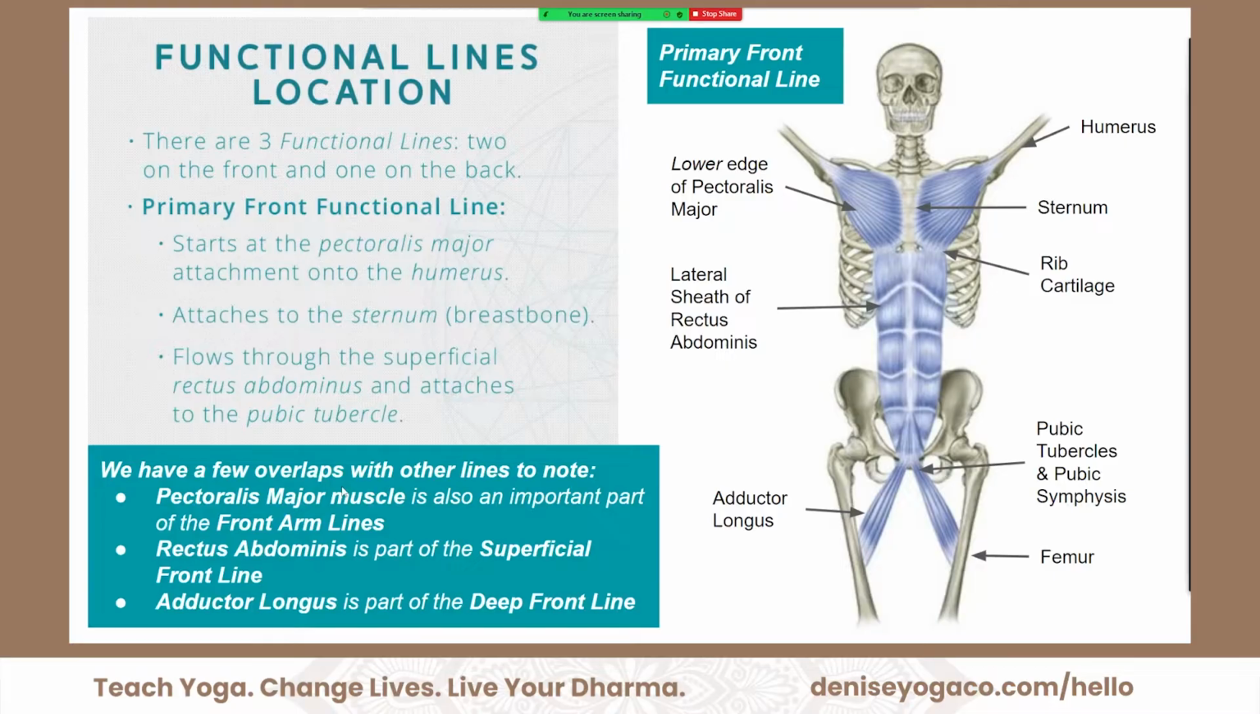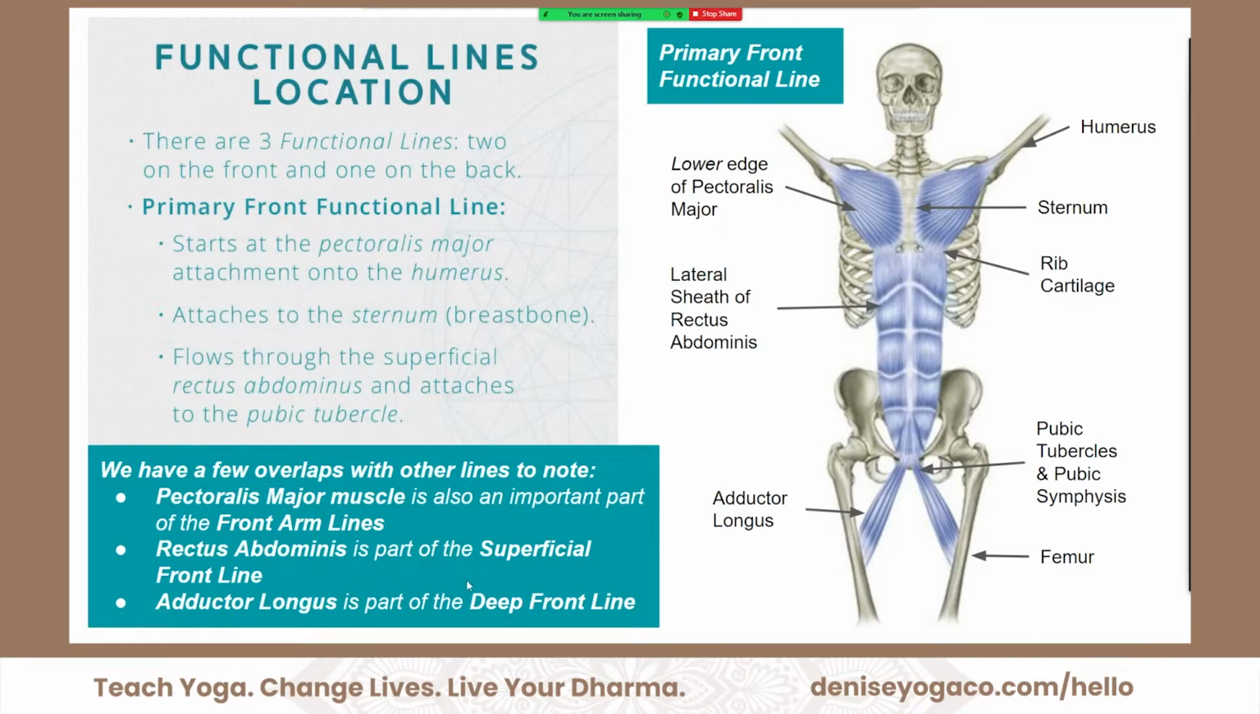And we have some overlaps, right, with other lines. So we've seen this over and over again. Every time we look at a new line, we see, okay, well, it overlaps with a couple of lines. I think the only place we didn't really see that, except at the foot, was the deep front line, right? So this functional line also overlaps with other lines. So the pectoralis major muscle is part of the arm lines, but as I say, more the upper aspect of it. The lower aspect is more part of the functional line. Again, if you don't remember this stuff, don't worry about it. I just talk about it because I think it's also fascinating.